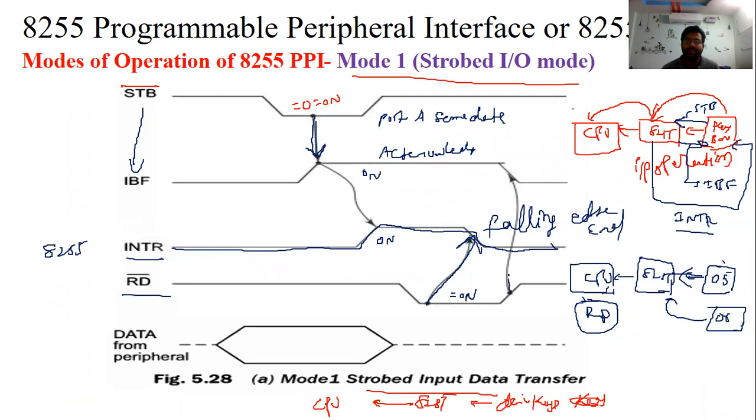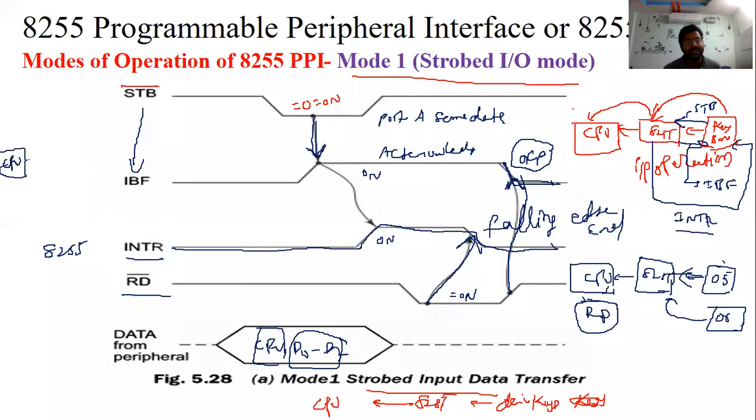Once it is on, now see this. For how many cycles will it be on? Up to the point where the IBF, the input buffer full, is off. Now see this falling edge. Once it is performed, whatever data is present from the peripheral goes to the CPU. Here the data bus is nothing but D0 to D7.